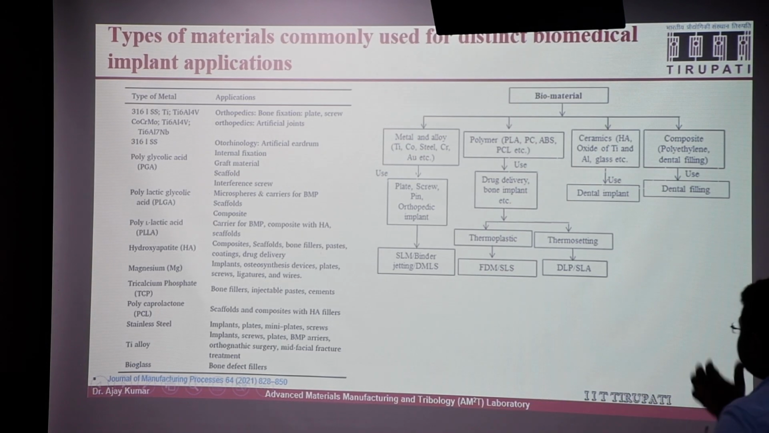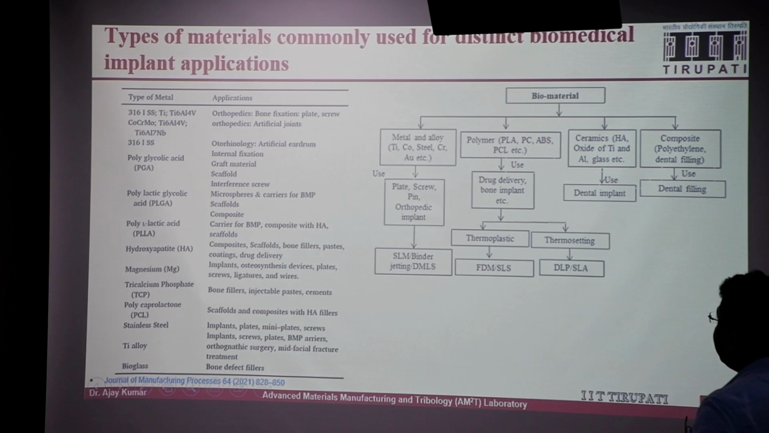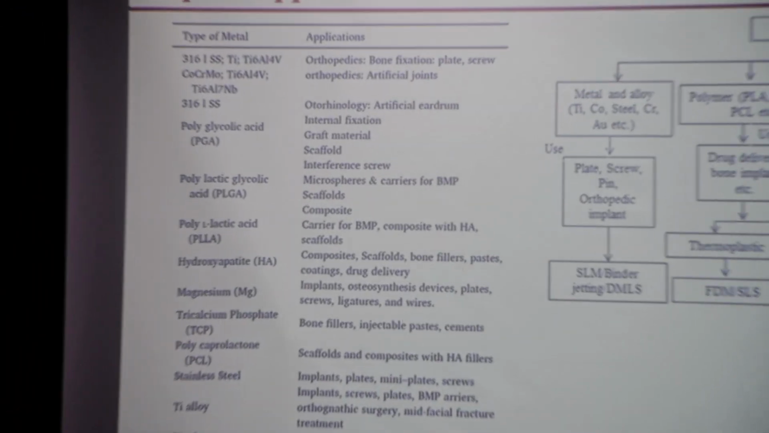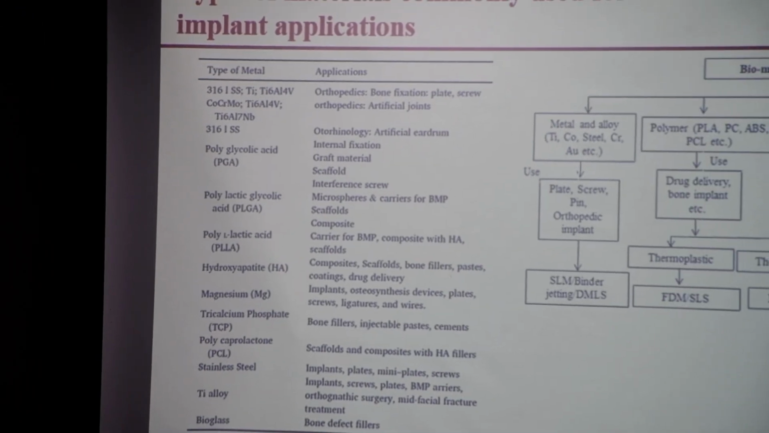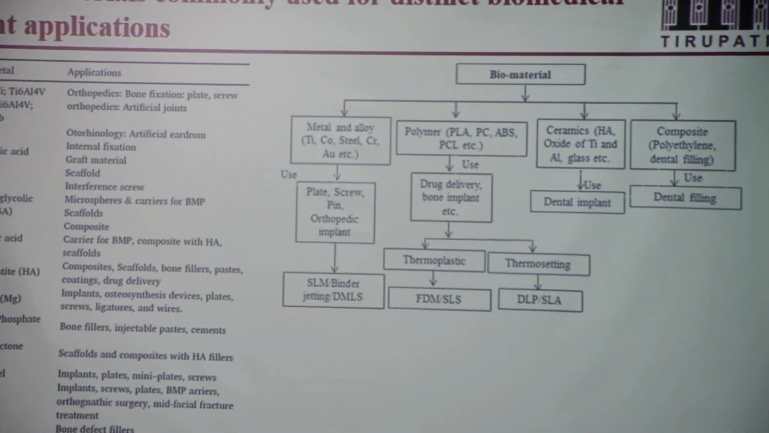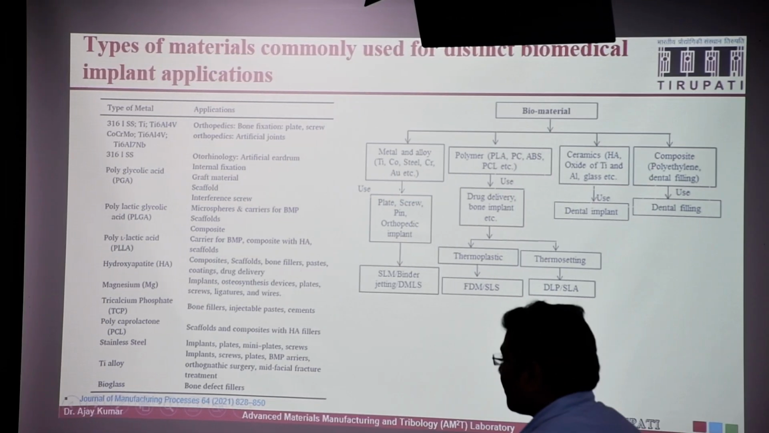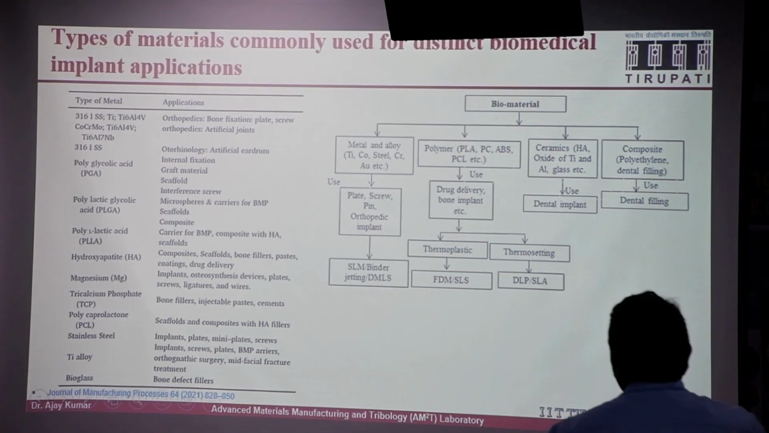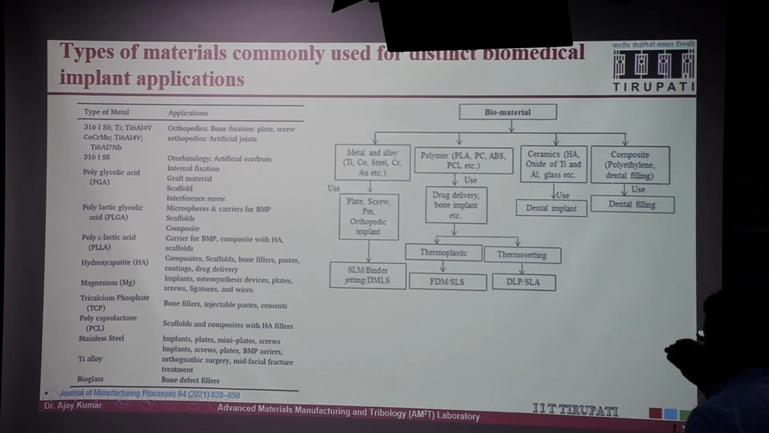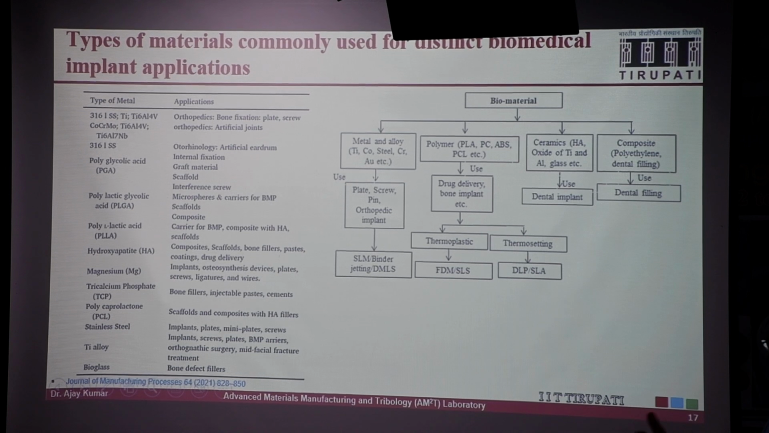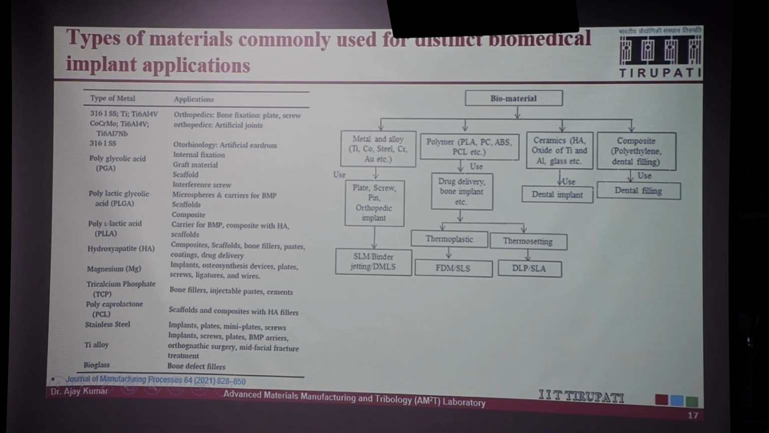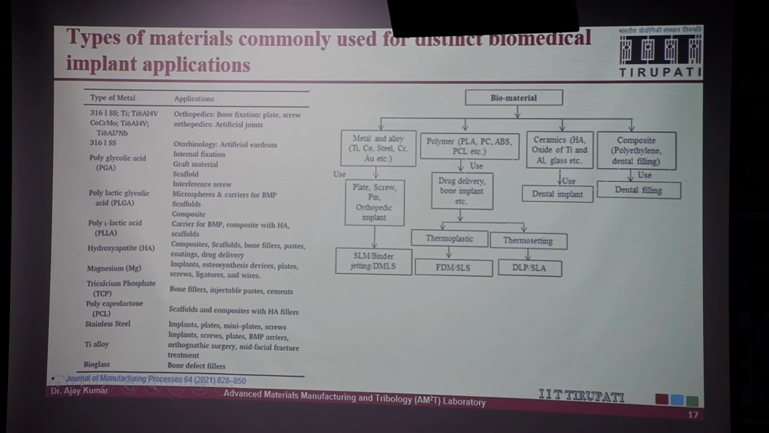Now here I am quickly going through some of the materials which are used for particular applications. I am going to share these slides with you, so don't worry about the content. For biomaterials, one category is metal and alloy. Another category is polymer. You have different types of polymers. Then ceramics, and then you have composites.